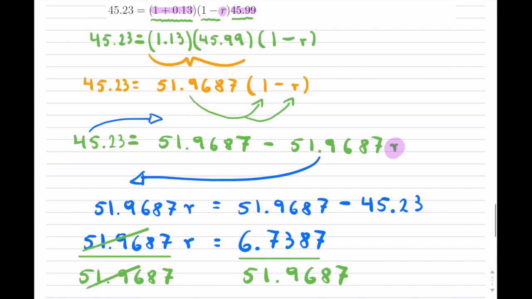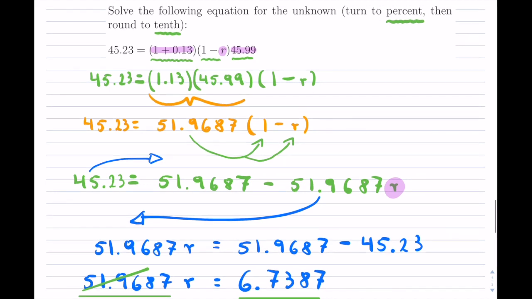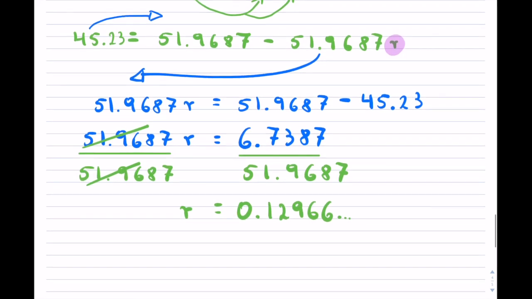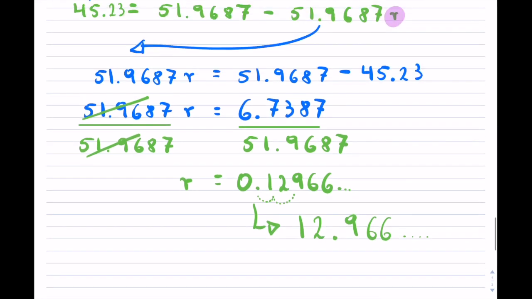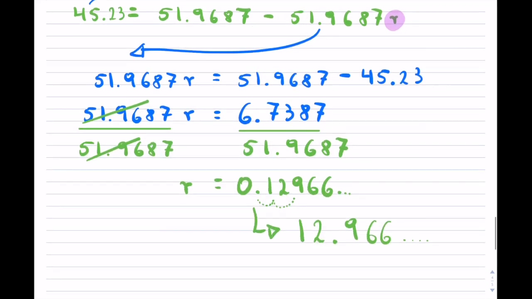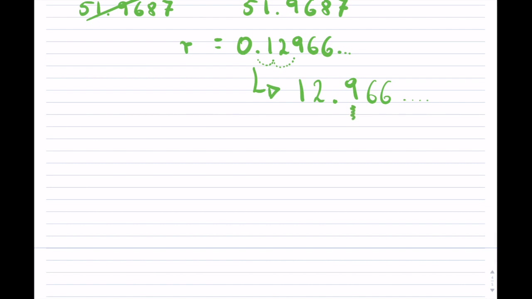Notice that the question asked us to turn it to a percent and then round it to the 10th. If I turn this into a percent, we're just going to move the decimal because it's multiplying by 100. So it's going to be 12.966 and so on. And they want us to now round it to the 10th. Well, the 10th is right there. Notice I have a 6 right here, so this becomes 13 because it will carry over. So it will become 13%. And that's the final answer for this one.